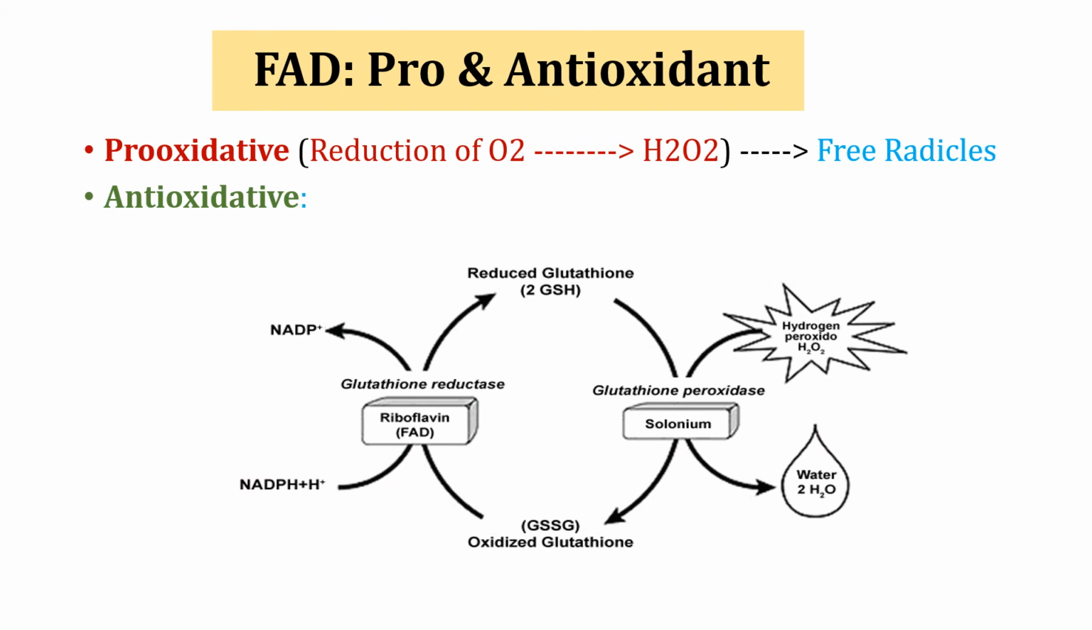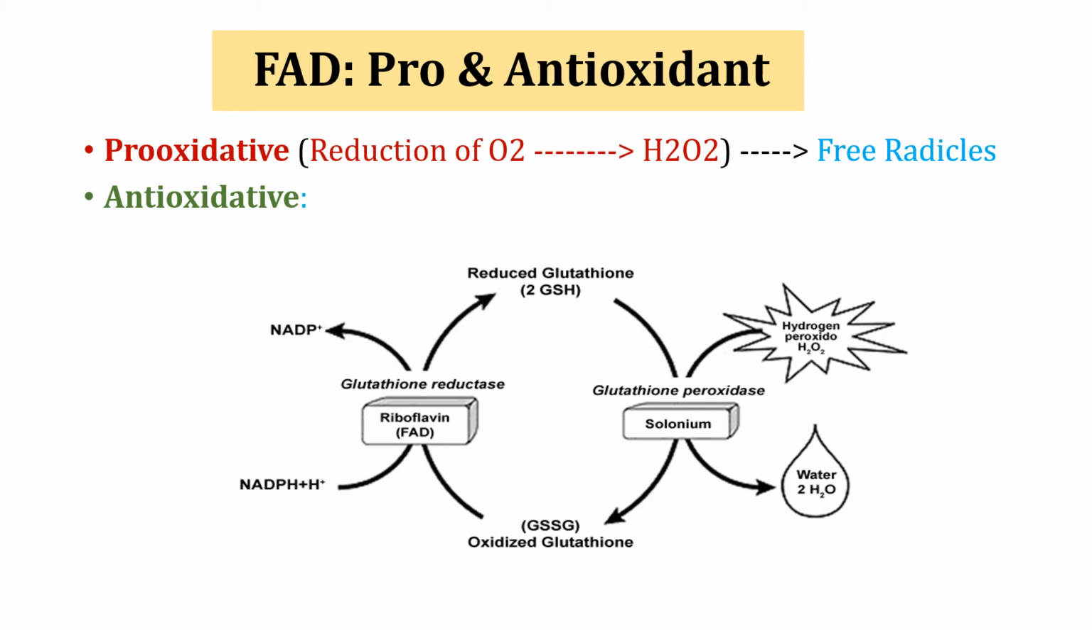Now here is a very interesting role of FAD. It can act as a pro-oxidant and antioxidant both. Pro-oxidant means it can generate free radicals, and antioxidant means it can neutralize free radicals. So it has both roles. FAD can reduce oxygen to hydrogen peroxide, which plays an important role in free radical generation. It can also produce superoxide anions, which produce oxidative stress.